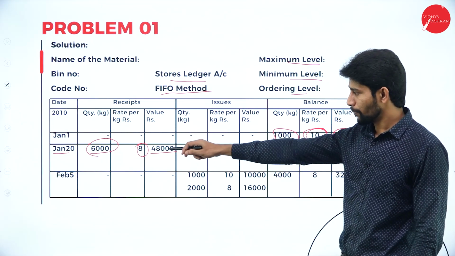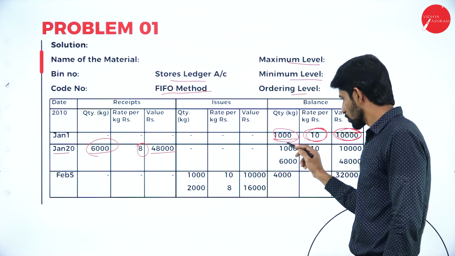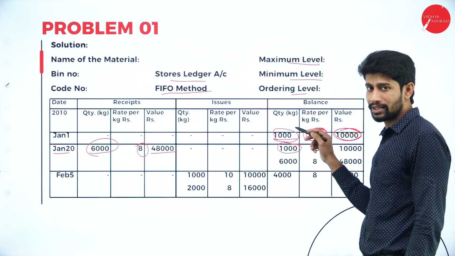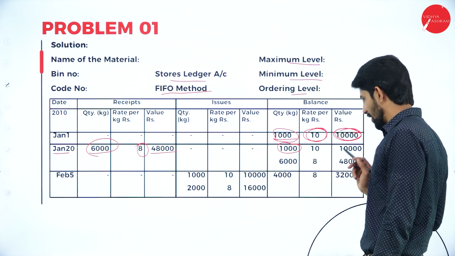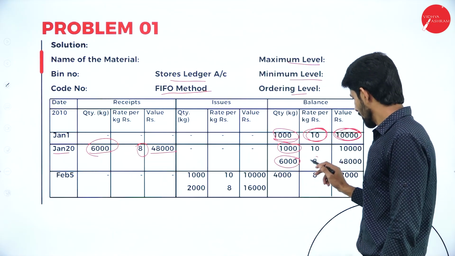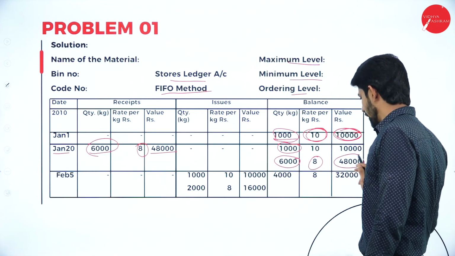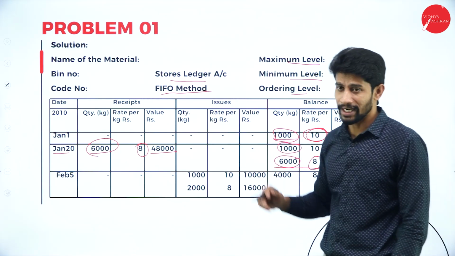And now you are supposed to show it in the balance column. So first you are supposed to show the old balance, that is 1,000, because that is the first in item. So 1,000, 10 rupees, 10,000. Next 6,000 units, that is recently purchased. 6,000, 8 rupees and 48,000. So here close the entry for the date Jan 20th.